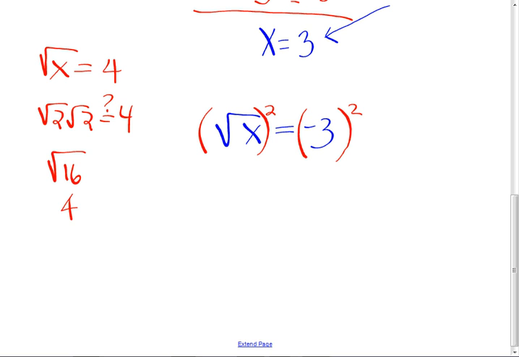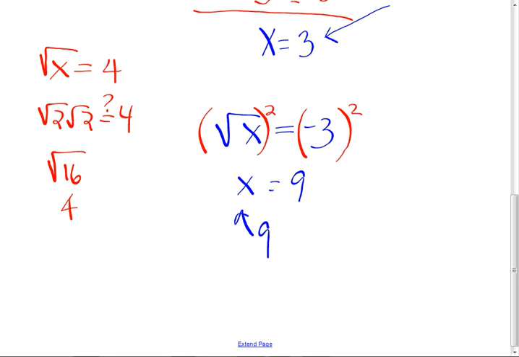Now, when I do that, I must use parentheses. I don't have a choice. Some of you don't want to use parentheses. You've got to. So what's this going to do? This is going to undo the square rooting, sorry. And negative 3 squared is what? 9. Now, what makes this one true?